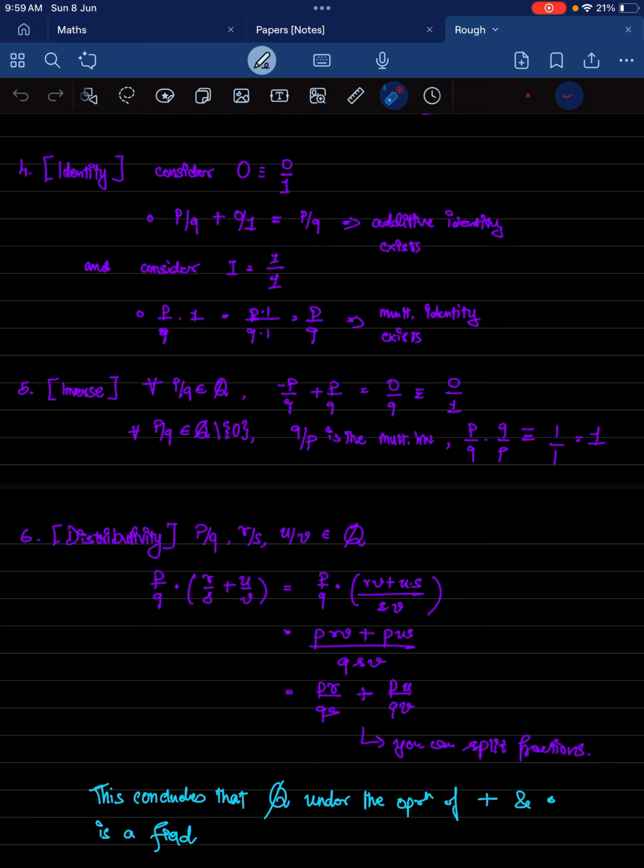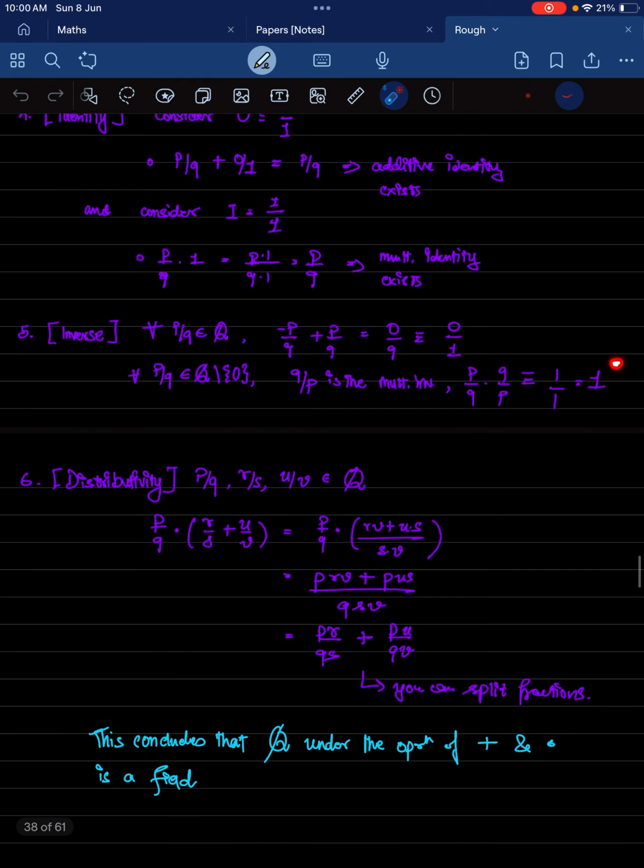Similarly, for any non-zero rational number, the multiplicative inverse is basically the fraction flipped. So if I flip the fraction, then this will be q over p. You multiply that with p over q and you will get 1 over 1, again equivalency of fractions, and that is the rational one.